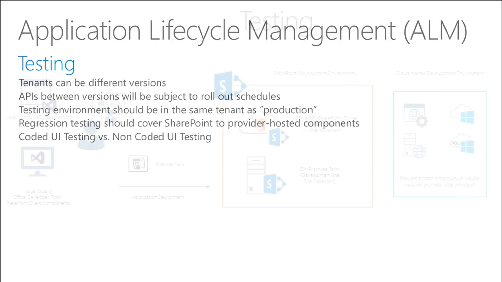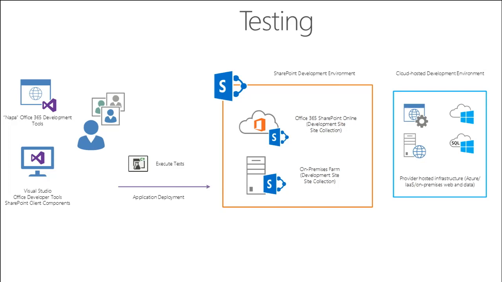Yeah, do it now. So this is basically a visual depiction of what I talked about. And all of this, by the way, is in a white paper, which we have at the end of the slide deck. But this is basically in Office 365. You're executing and deploying code and executing tests against either an Office 365 SharePoint Online environment as a development site collection or an on-premises farm. This is also how you would conduct unit tests.